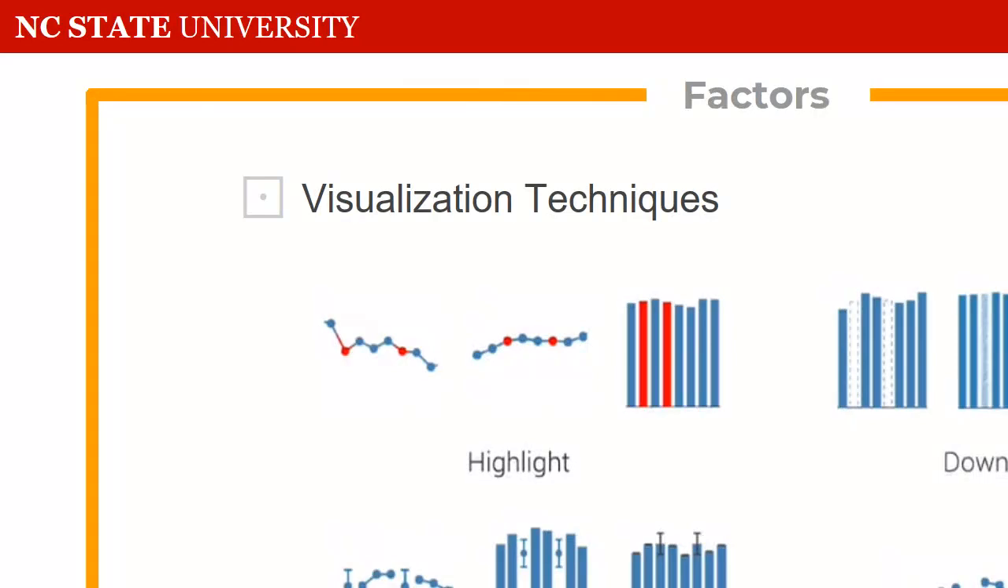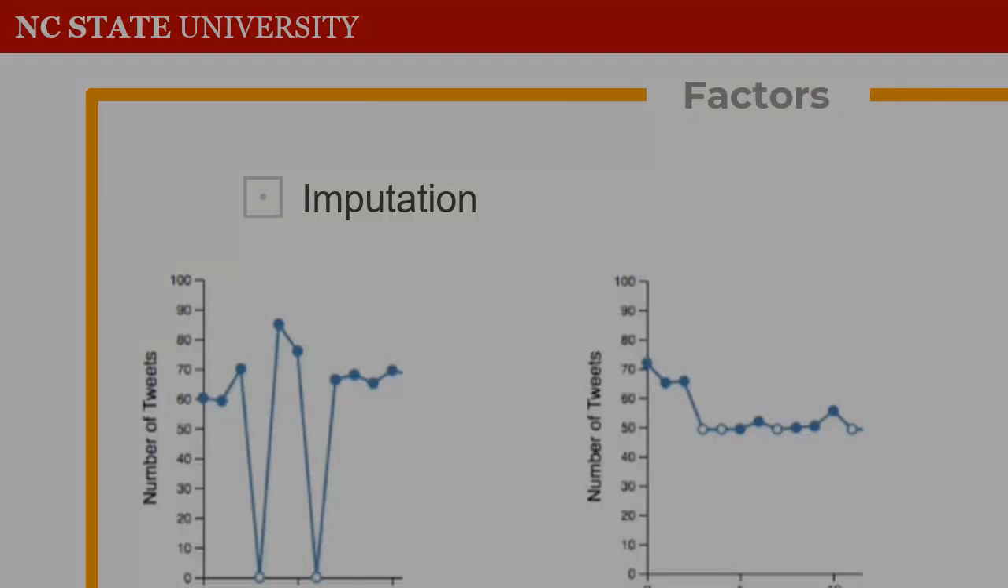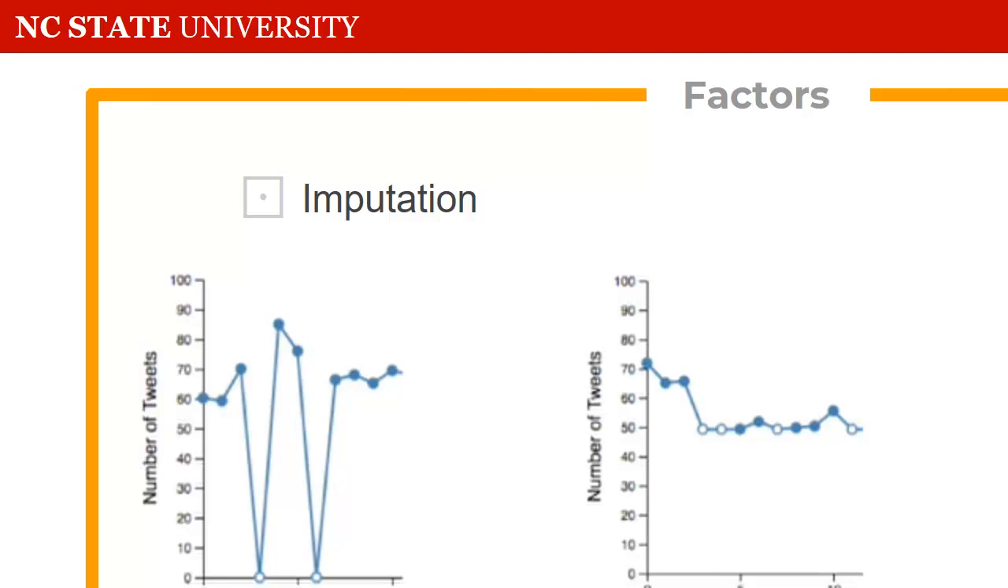So in this paper, two factors are considered for data visualization. The first factor is visualization techniques. They used highlighting, which is highlighting the missing values, downplaying, which is kind of the opposite of highlighting, reducing the salience of missing data, using annotation like error bars to show the missing data, and last, removing the missing information. And the second factor is imputation.